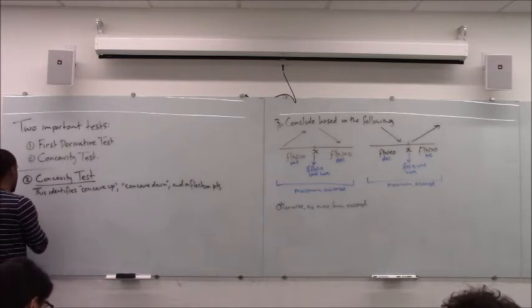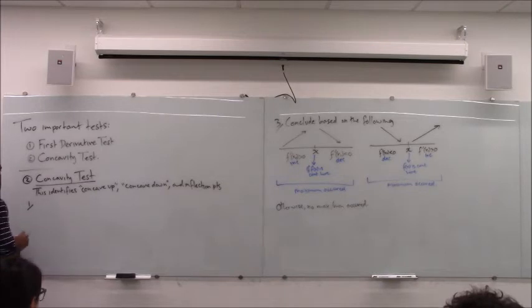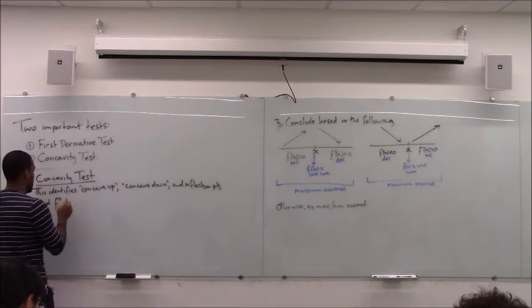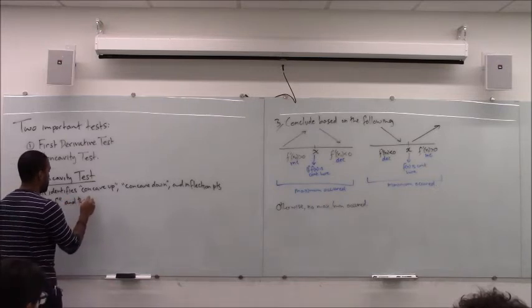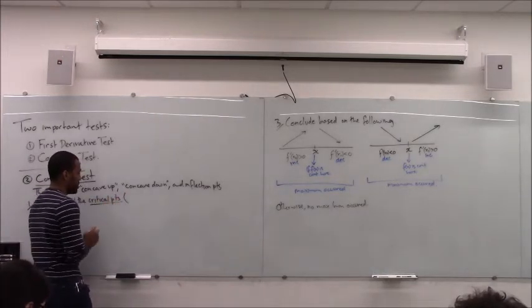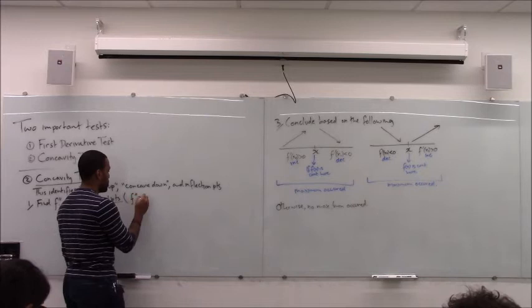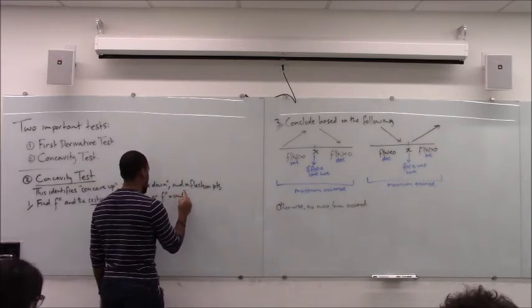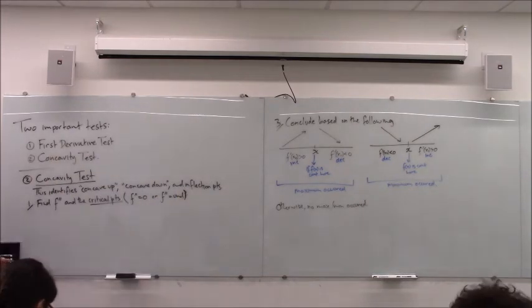So first thing, now you're going to find f double prime and critical points. Again, critical points are just a fancy word for where is my derivative 0 or undefined. So you're going to use the second derivative now. You would have found the first derivative, maybe have done the first derivative test. Then you can move on to the concavity test. Find the second derivative. Set that equal to 0 or undefined.